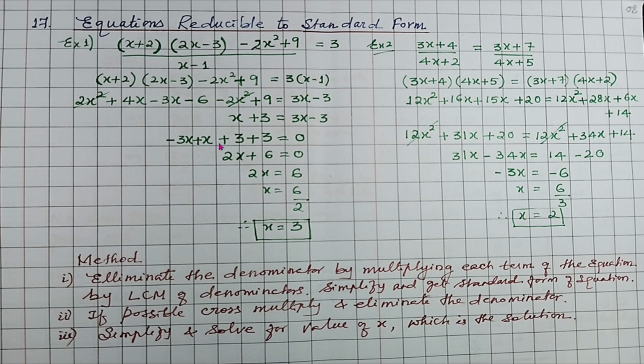So therefore minus 3x plus x is 2x, plus 3 is plus 6 equal to 0. Now it is a standard equation. Now you can solve it. So 2x is equal to 6, x is equal to 6 by 2 and x is equal to 3.